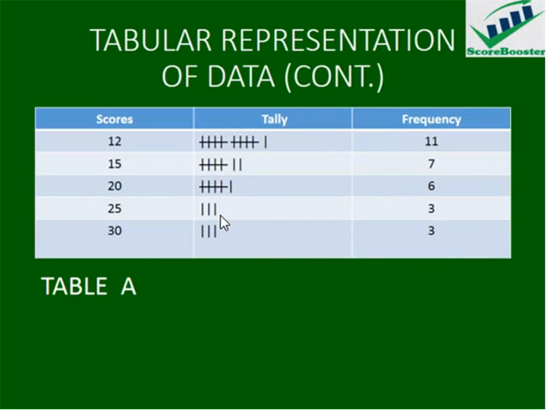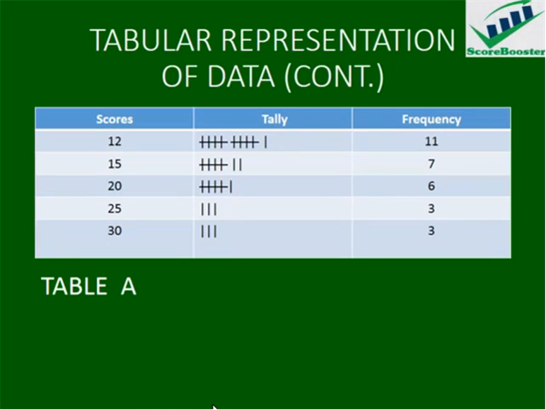And this is the tally. You can see that the tally and the frequency are the same. It's just that if you want to use this tally to count, it's very easy. You count in 5s: 5, 10, 11, 5, 6, 7, 5, 6. This is 3, which is not up to 5. And this one is also 3. So this is a frequency table of an ungrouped data.